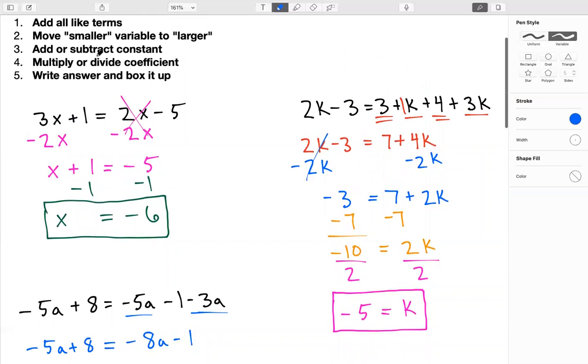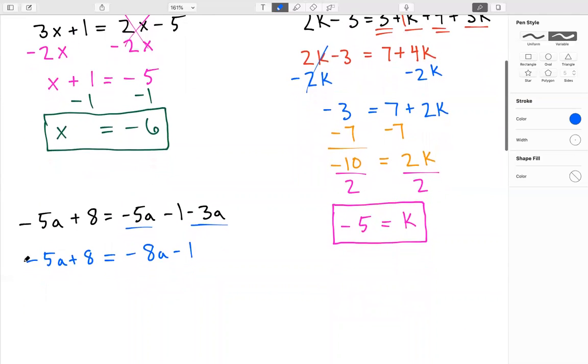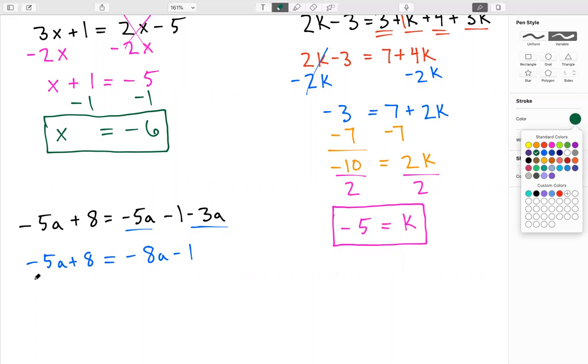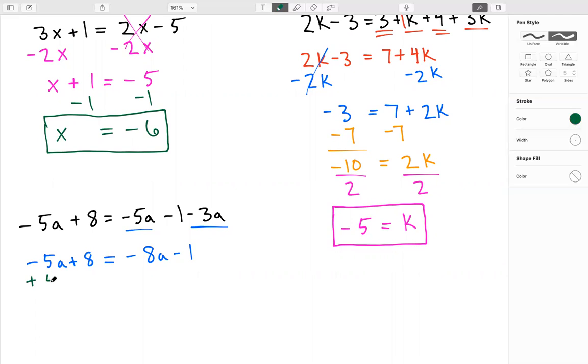Then we're going to move the smaller variable to the larger. What's the smaller? It's the negative 5, or at least the smaller number. The smaller absolute value actually is the term. So we're going to move that over to this side, and I'm going to change colors. So we're going to go positive 5a over here so that it cancels it, but we have to do the same thing on the other side.